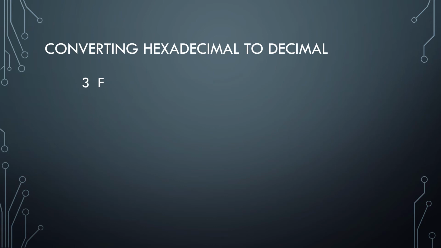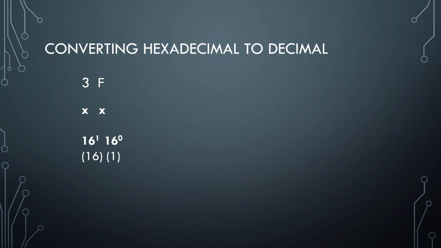Okay, so we've taken a look at binary to decimal and decimal to binary. Now we're going to look at hexadecimal. So we're going to start out with the hexadecimal number 3F. And this might seem like a weird number to you if you're not used to seeing the letters yet, but just remember F represents the decimal value of 15.